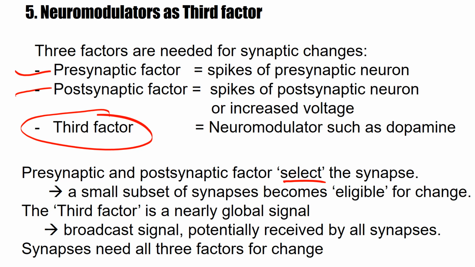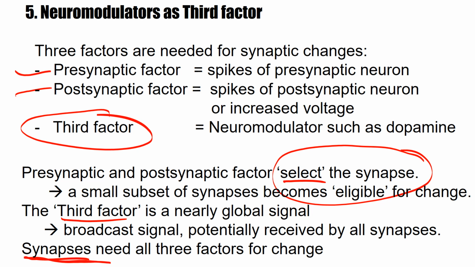And then the third factor is a nearly global signal, a broadcast signal, potentially received by all synapses. And then the synapses need all three factors for the change. So in the end, it's only the selected synapses that will actually undergo the change.